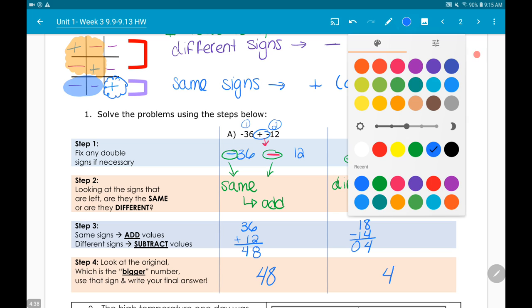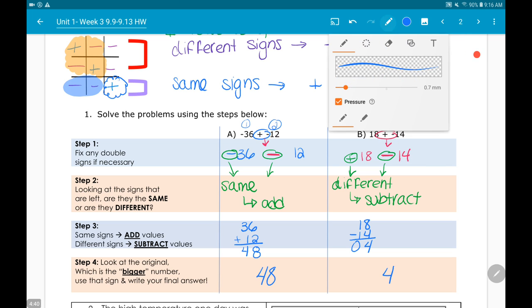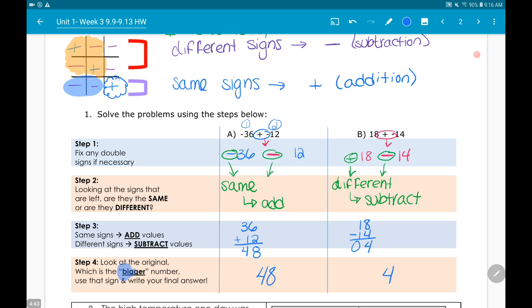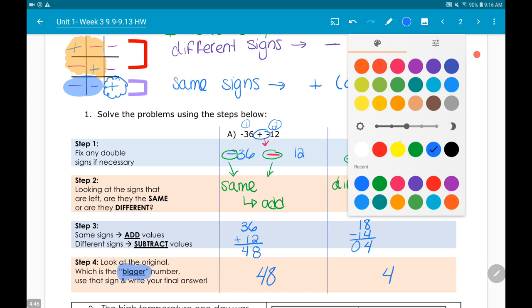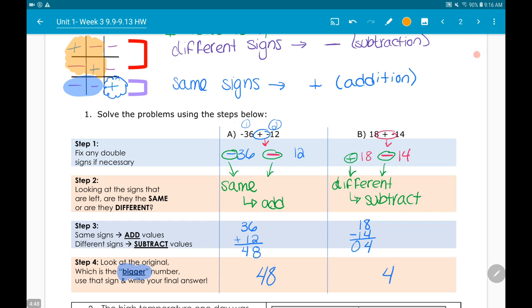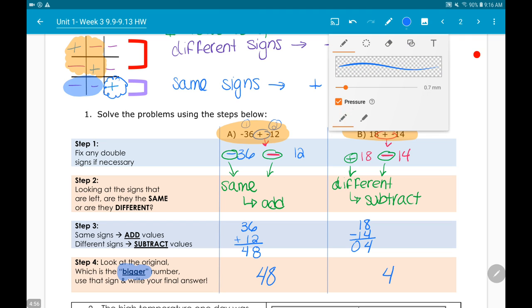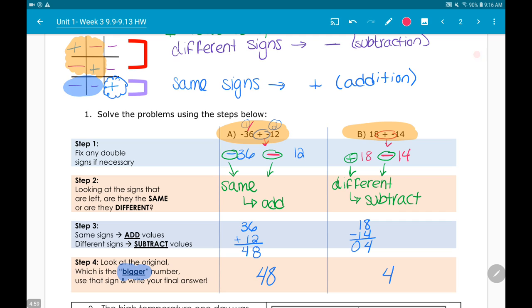All right, so now I need to know which one is bigger. That's in quotes because it's not actually bigger, it's just going to look like it's bigger. So I'm looking back at my original, and notice how that's a key part. Which one is bigger? In this first one, I see the 36. That is a negative, so that means my answer is going to be a negative. In B, 18 is bigger, and that's a positive, so that means my 4 is going to be a positive.